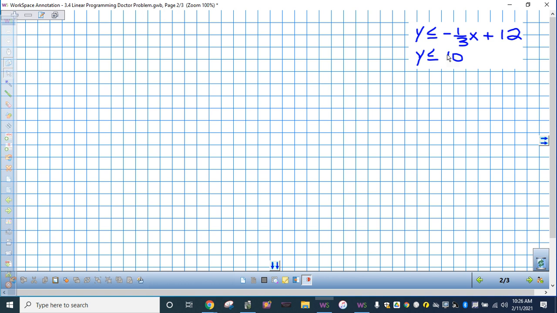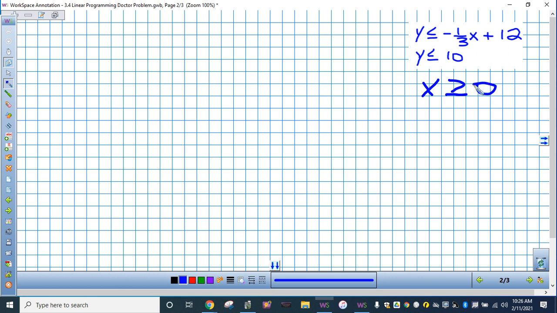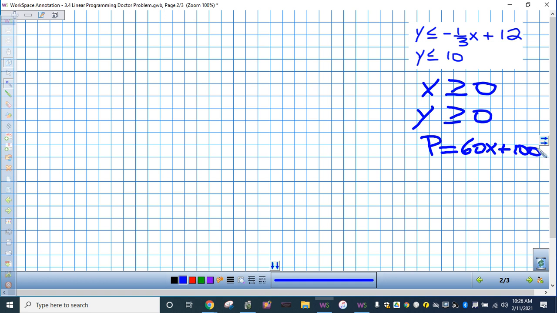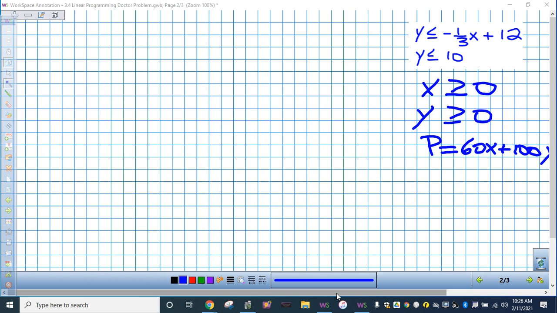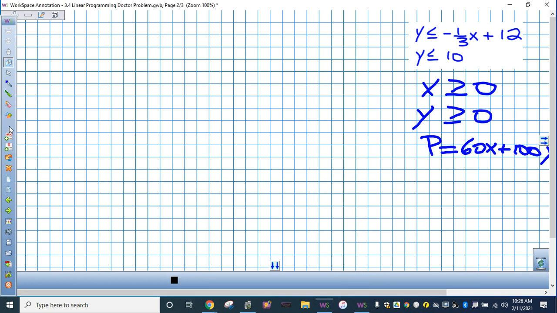I'm going to write that profit equation over here as well, as the x is greater than or equal to 0 and y is greater than or equal to 0. Profit equation was 60x plus 100y. So the negative 1/3 x plus 12 hits the x-axis way over to the right. So give yourself some room on the coordinate plane for that.